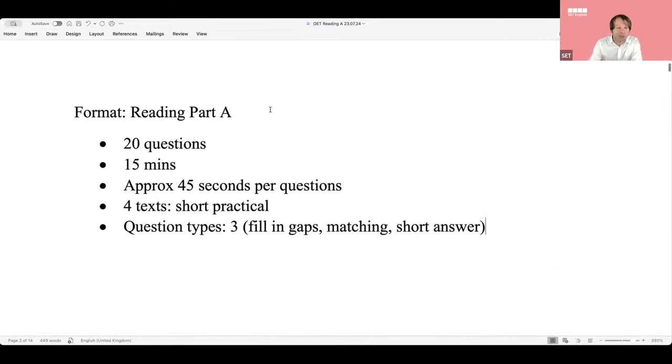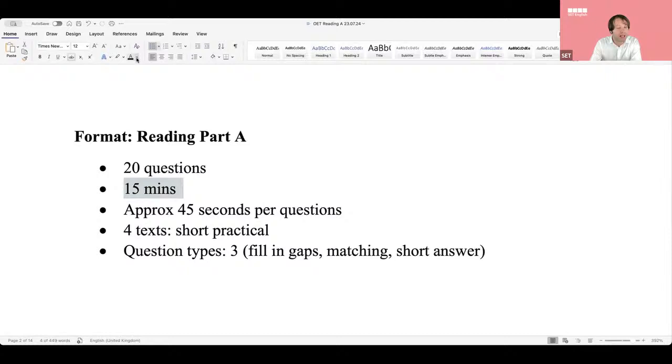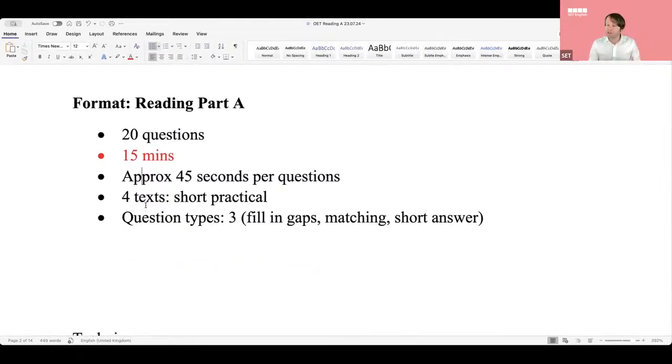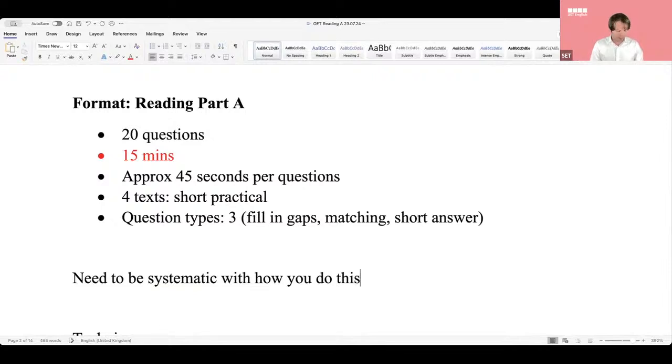If you're new, the biggest problem here is time, isn't it, guys? This is probably the biggest problem: finding everything really, really quickly. Okay. So what we need to do in order to be really fast, you need to have a good technique. You need to be systematic. Okay, systematic with how you do this. What does that mean, systematic?